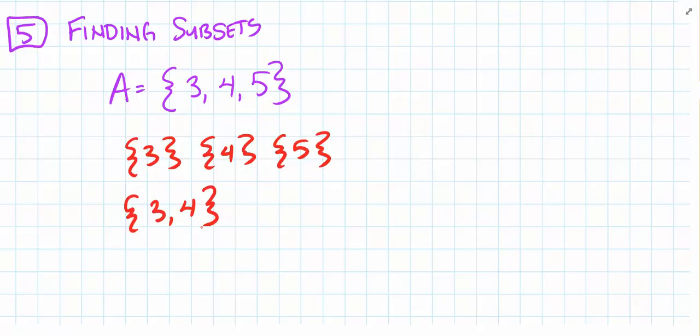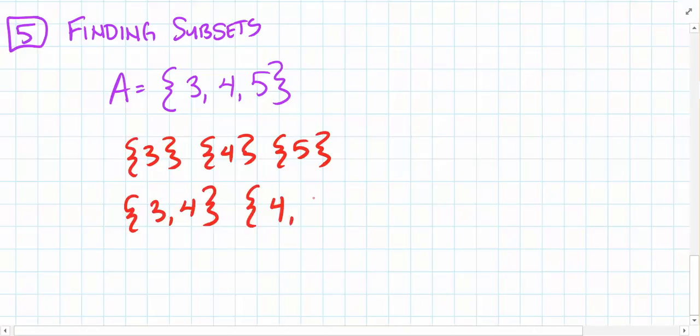Give me another one. 4, 5. Yep, that's one, absolutely. Or 5, 4, however you write it down. Give me another one. 3, 5. Okay, so 3, 5. Did anybody find the others? No, I have that one. I don't have 3, 3.